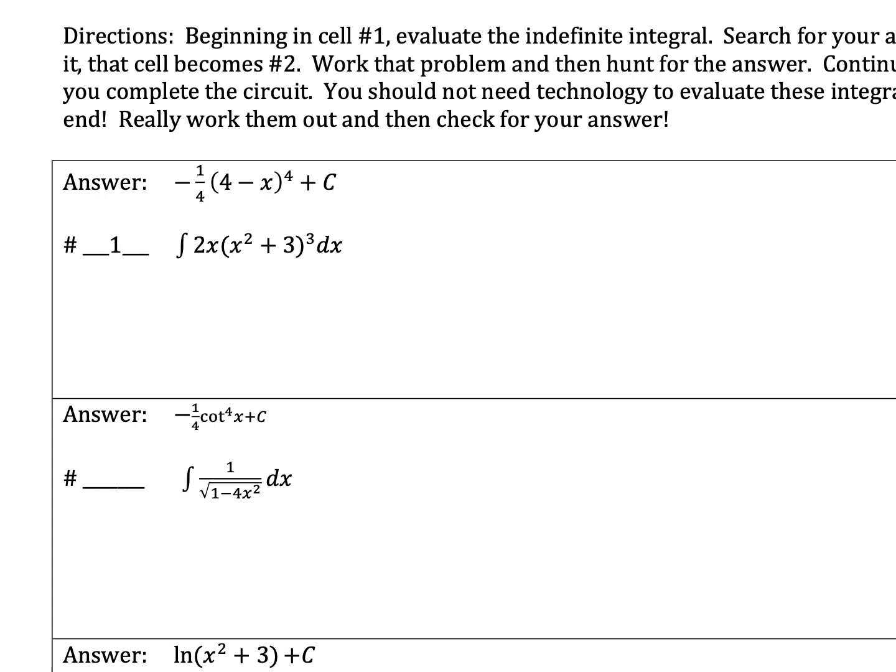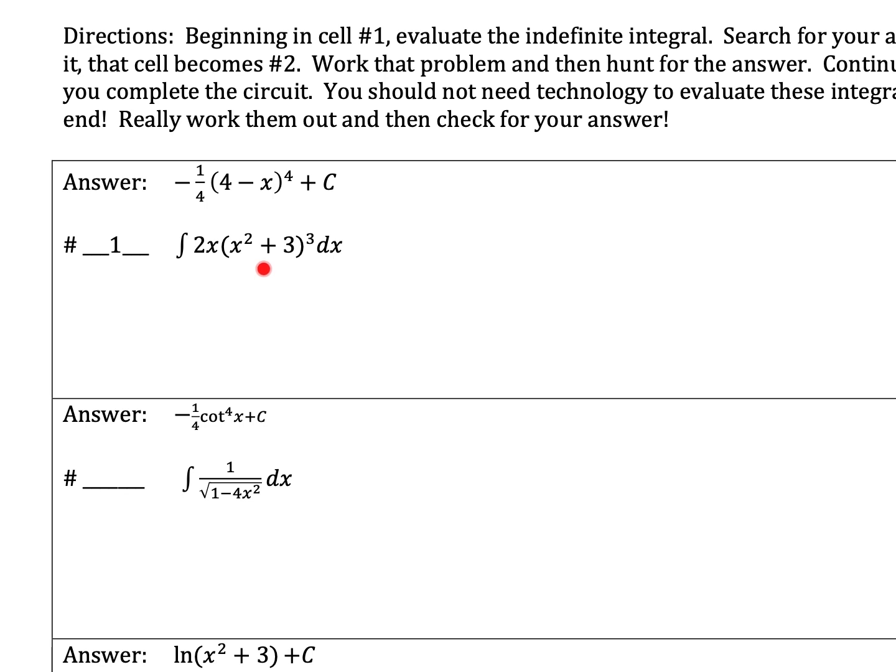Okay, first thing is try to identify what u is, and there'll be kind of two ways. Mostly u will be inside of some other function, kind of like when you're doing the chain rule, the function on the inside. That's almost always what you make u.